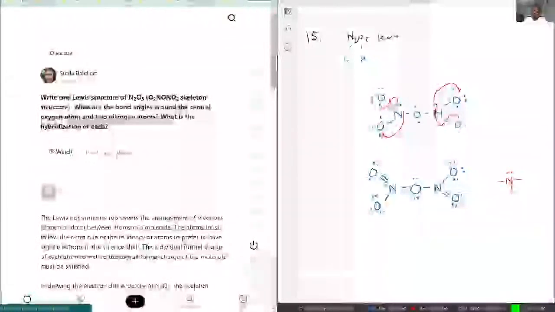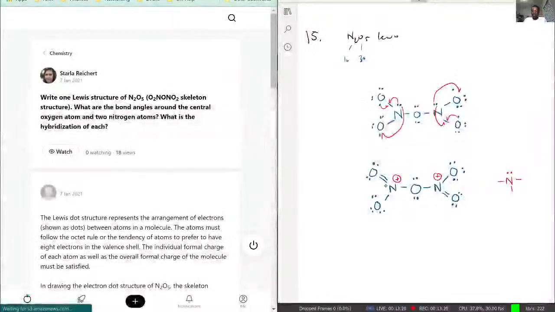For nitrogen to have that, its formal charge would have to have been +1. The reason why I say that is because what happens here is that when you replace a lone pair with a bond, you go positive, which is what happened here. But you're probably wondering, wait, this molecule is neutral, and yet we have 2 pluses.